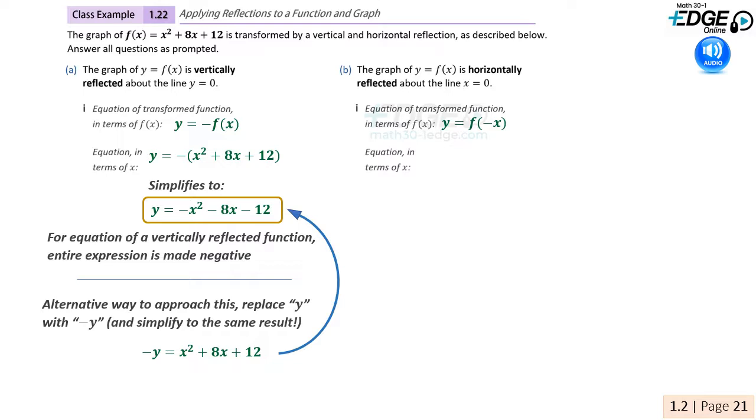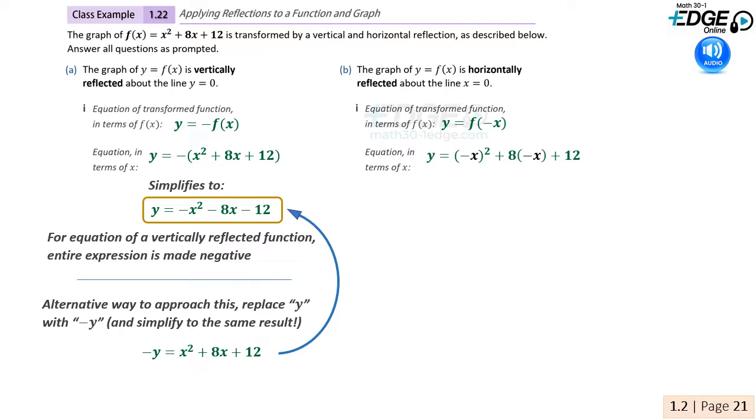If, however, our reflection is over the line x equals 0, which is the y-axis, in this case, we write the transformed function in terms of f of x as y equals f of negative x, because it is the x-coordinate that we're making negative. So now, when we want to write the equation in terms of x, we have to replace each instance of x with negative x.